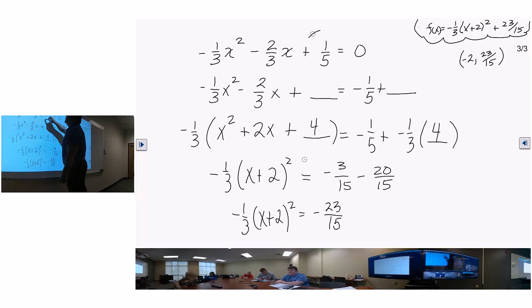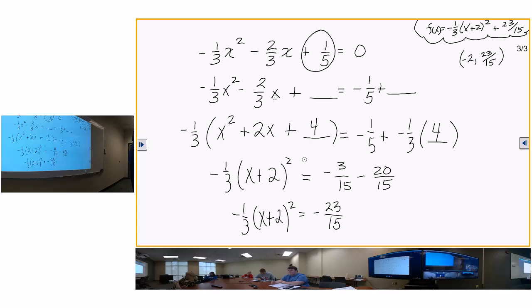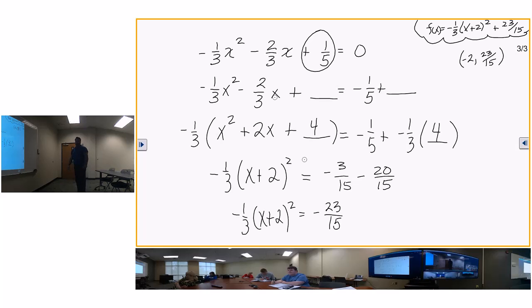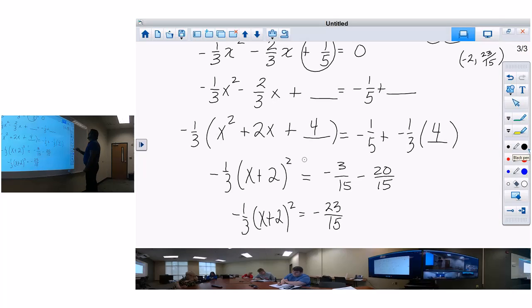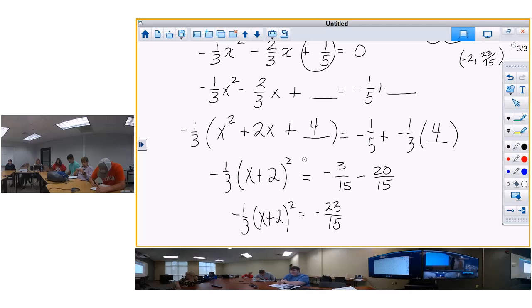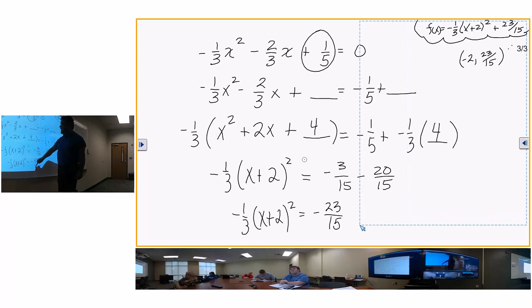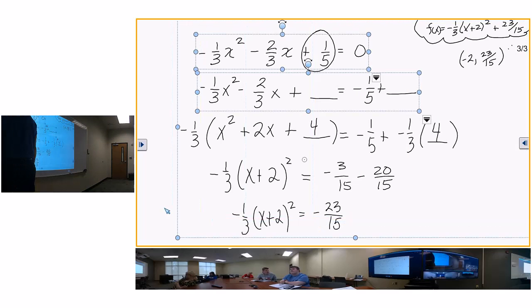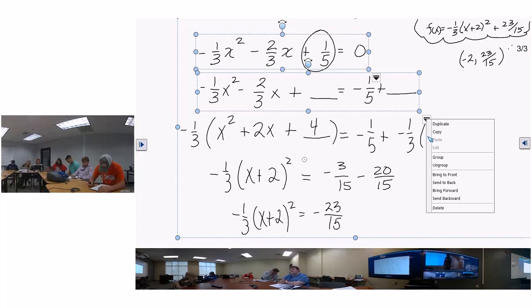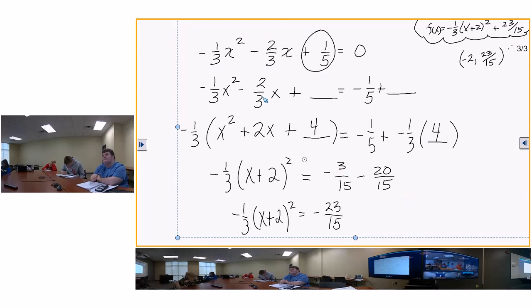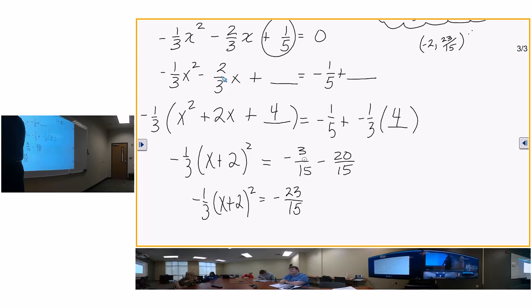My y-intercept is 1/5. Now solve it for the x-intercepts. Do we have x-intercepts? Yes, good job. Even though I barely heard it, but good job. We do have x-intercepts. Why? Because what? If you divide a negative by a negative, you get a positive. Good. So you're the one that paid attention. Okay.